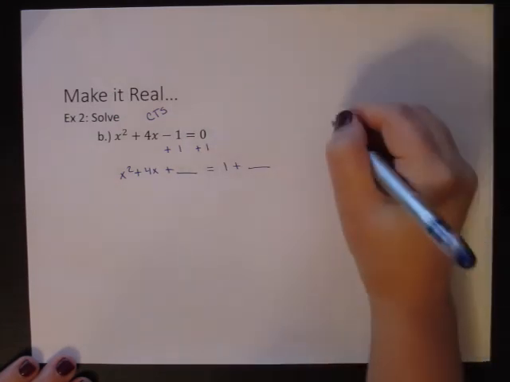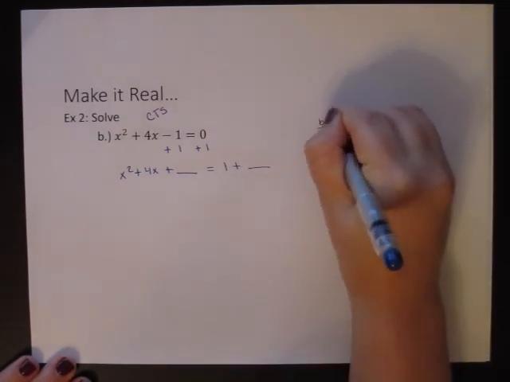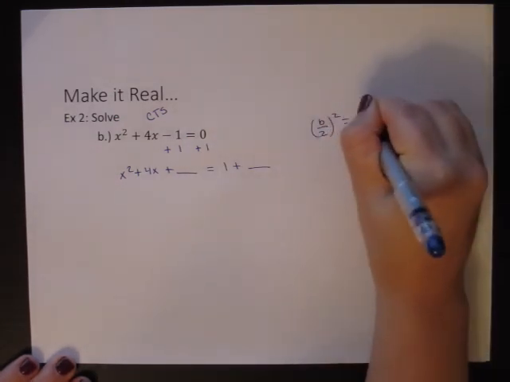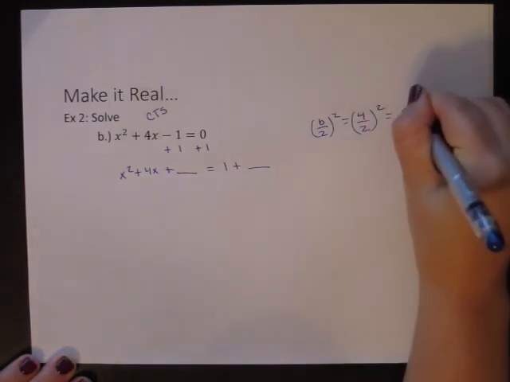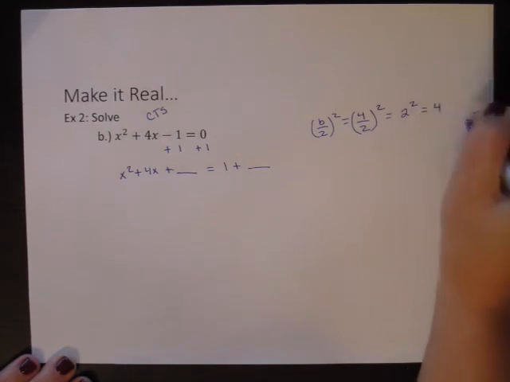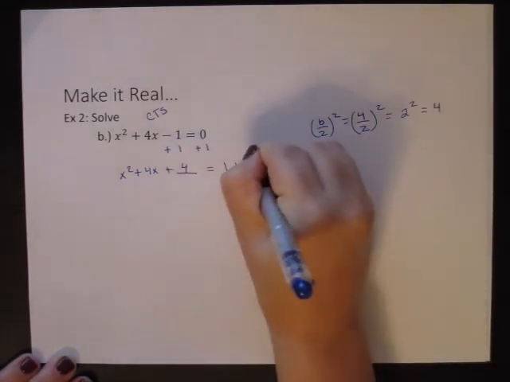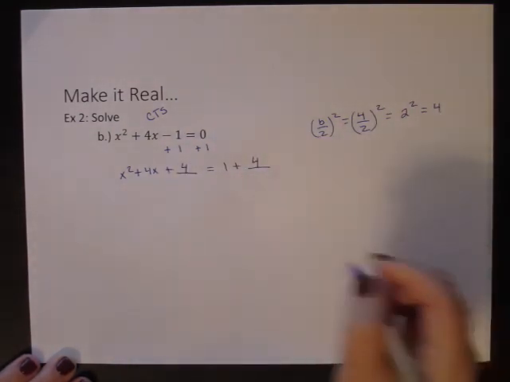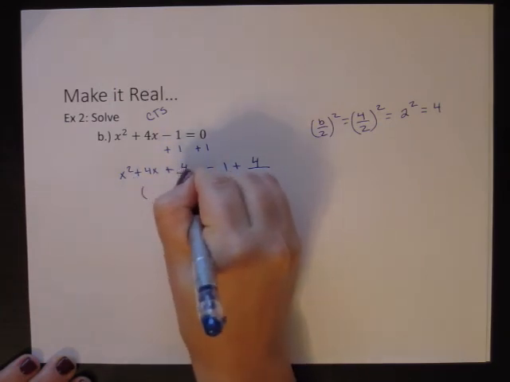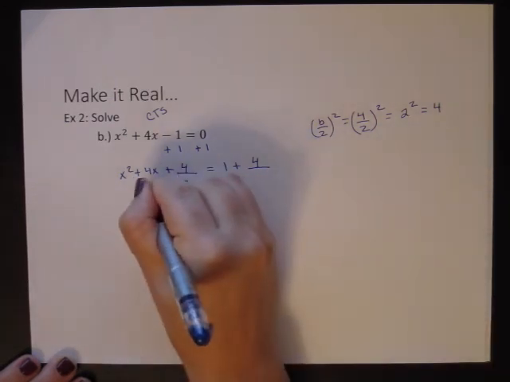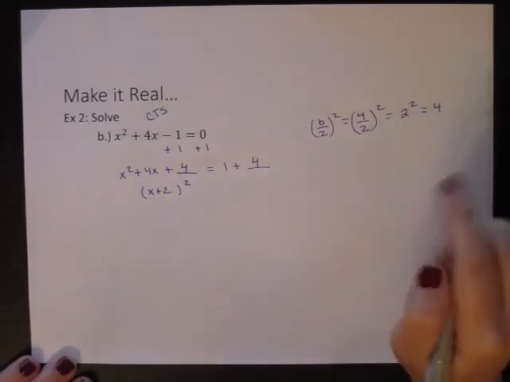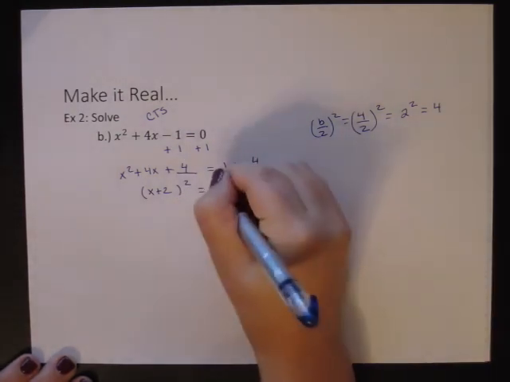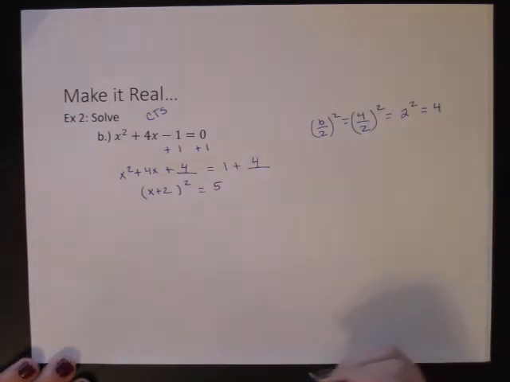Then I've got to figure out what goes in the blank, so I take my b divided by 2, parentheses squared, so 4 divided by 2 squared. 4 divided by 2 is 2, so 2 squared would leave me with 4, so that's what I put on the blank on both sides. Now I have to factor it, so I go my binomial squared and I plug in x plus 2, because that's what I got when I did b divided by 2, equals 1 plus 4 would be 5.